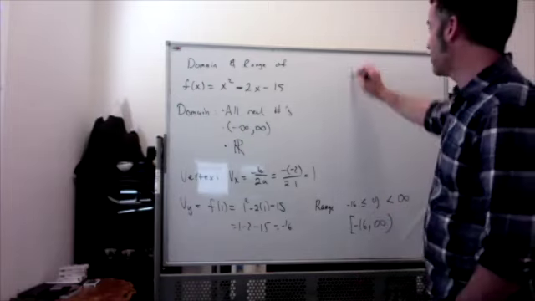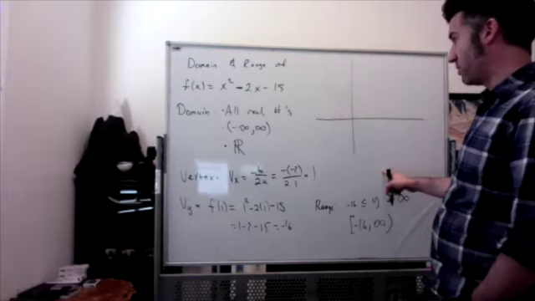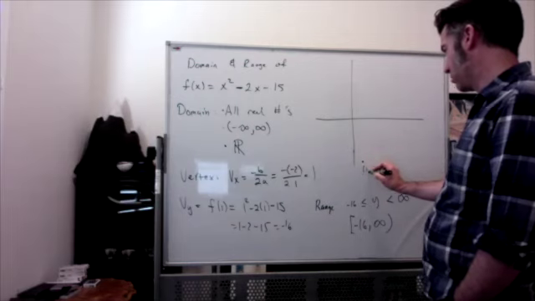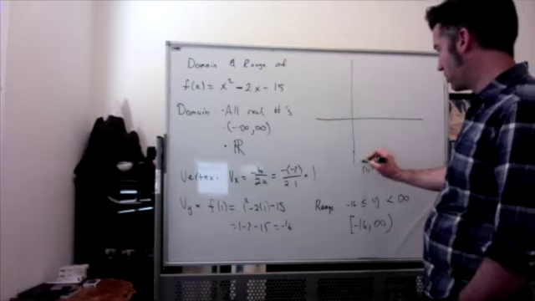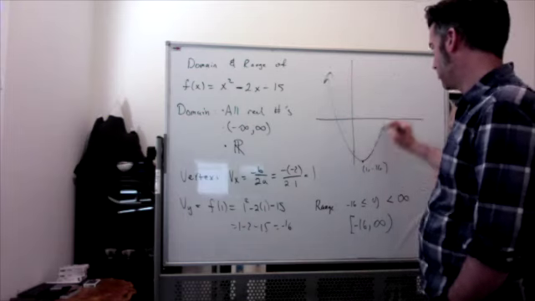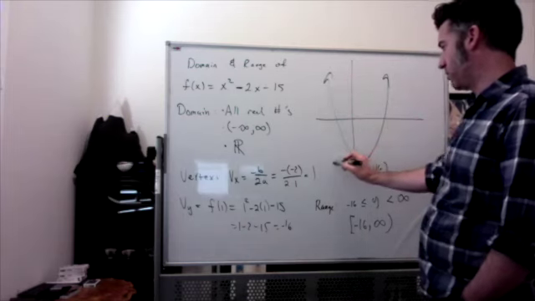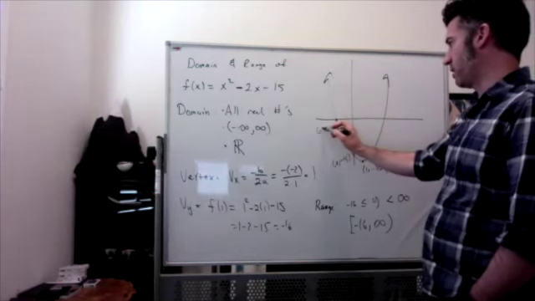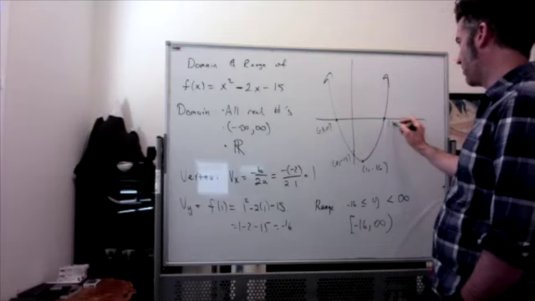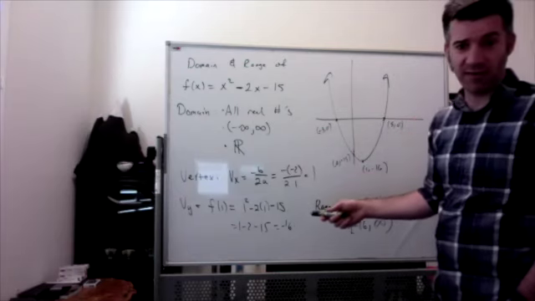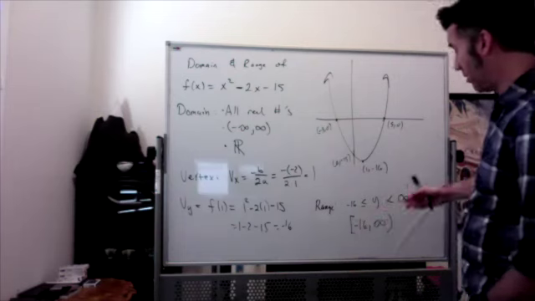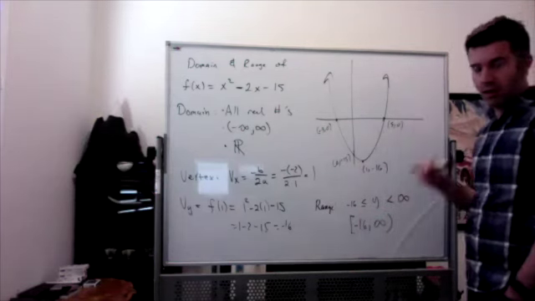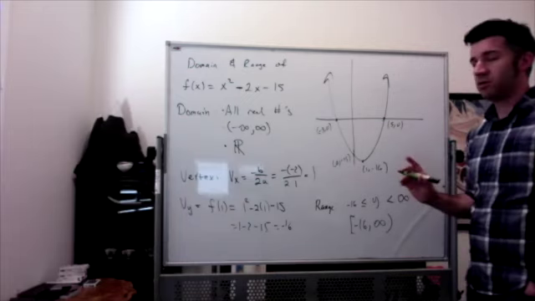If I was drawing this, the vertex would be positive 1, negative 16, so maybe somewhere over here. And then it would open upwards. There'd be a y-intercept of 0, negative 15. This probably factors, and you'd have an x-intercept of negative 3 and an x-intercept of positive 5. But you don't need any of that if you're just trying to find the range. You say, okay, the lowest y value is negative 16, and then I get every y value that's above that.